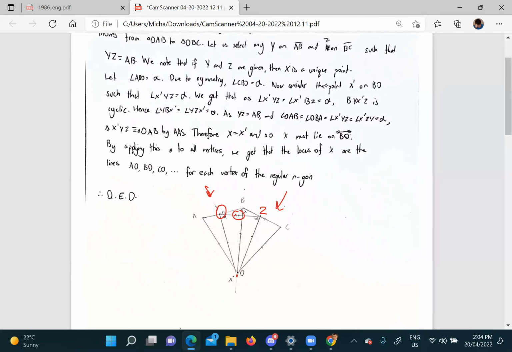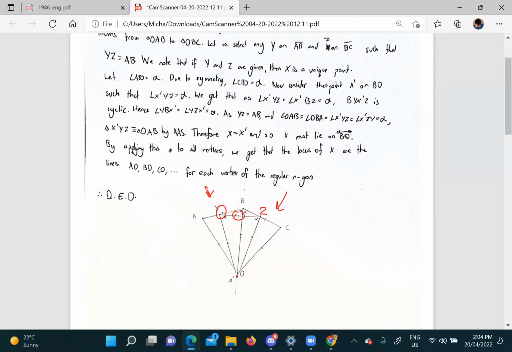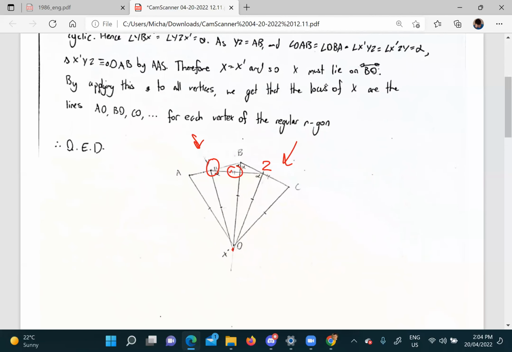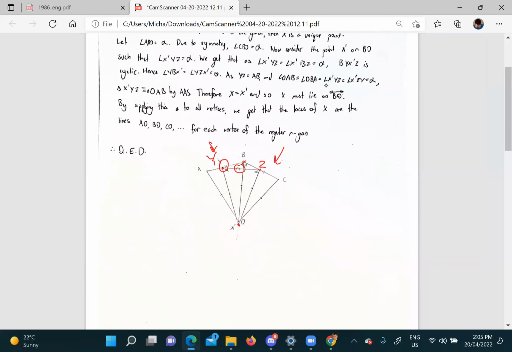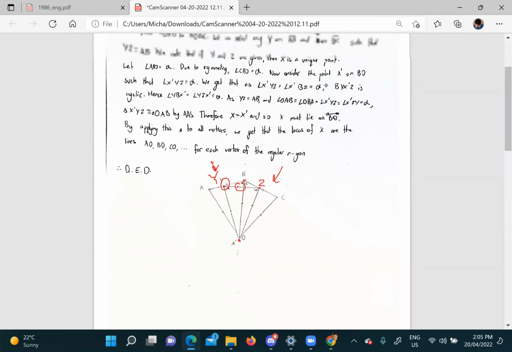Therefore, by X prime Z is cyclic. So, oh no, I'm covering Y. So 1, 2, 3, 4 is cyclic. Hence, YBX prime equals... Where am I reading?